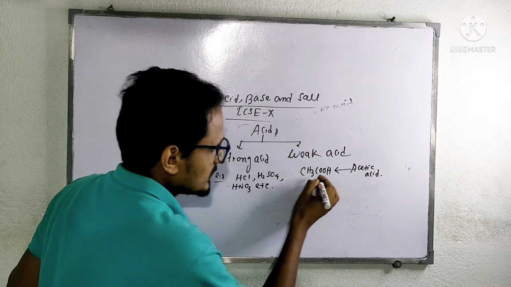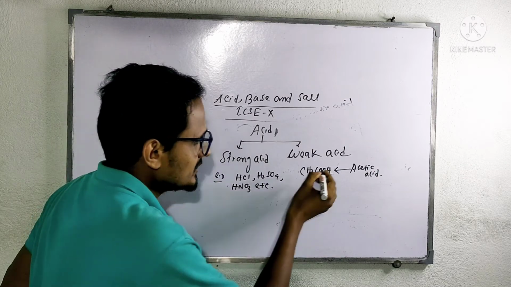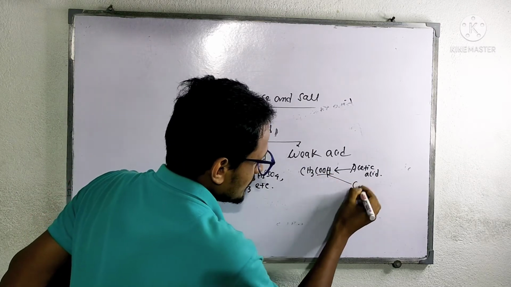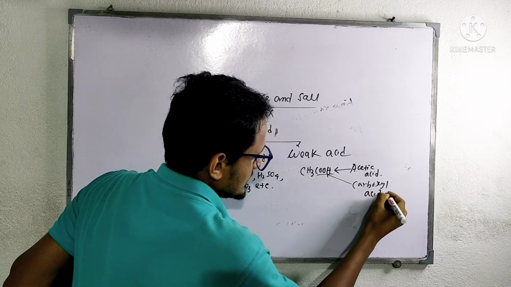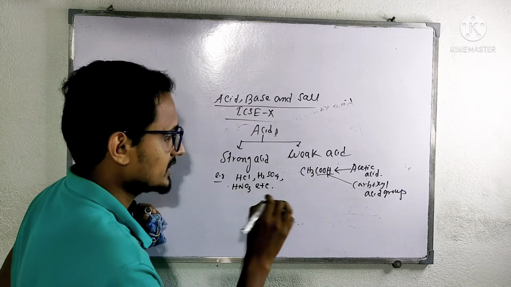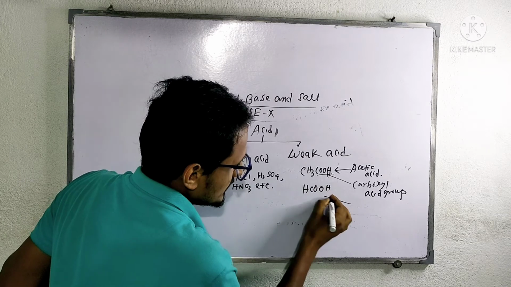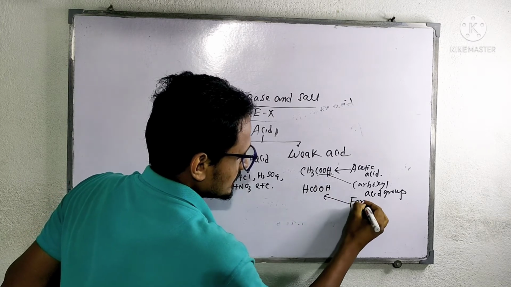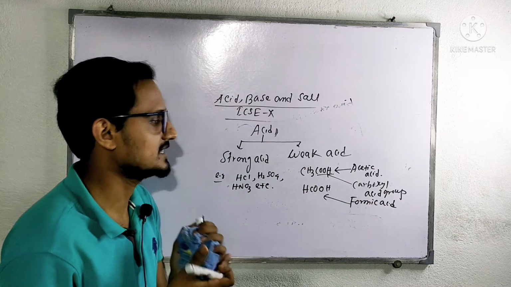Why organic acid? Because of this group COOH. We learned in organic chemistry that this COOH group is called carboxylic acid group. Carboxylic acid group, one of the weak acids. Next, HCOOH is also a weak acid and the name is formic acid. So these are the examples of weak acid and strong acid.